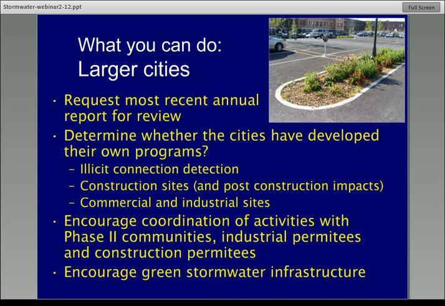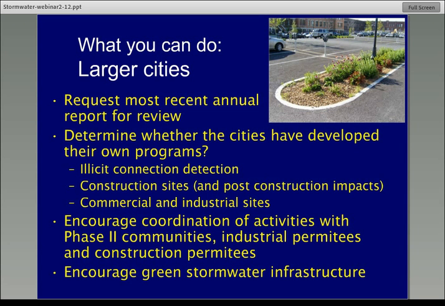So a few points here on the MS4 program and things specifically that you can do. In the larger cities, I've mentioned some of this, recent annual report. Find out whether the cities actually have developed their own programs for these pieces they're supposed to have programs for. Is there an illicit connection program, and how does it work? What do they require of construction sites, and how have they coordinated with the state construction program? What have they required of commercial and industrial sites in their jurisdiction, in their boundaries?